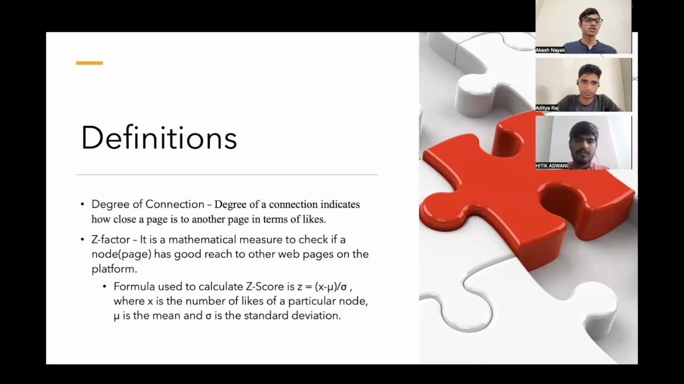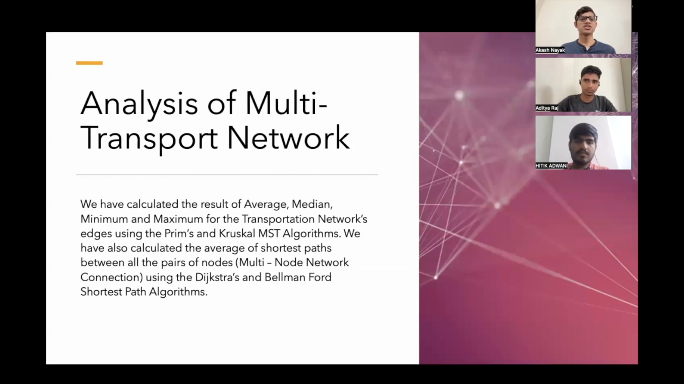Moving on to the second concept, that is Z factor. Z factor is a mathematical concept, and we have related this to our project. By using this concept, we are finding whether a web page has a good or bad reach. The formula used here is Z = (X - mu) / sigma, where mu is the mean and sigma is the standard deviation. All this is done considering the number of likes on the web pages.